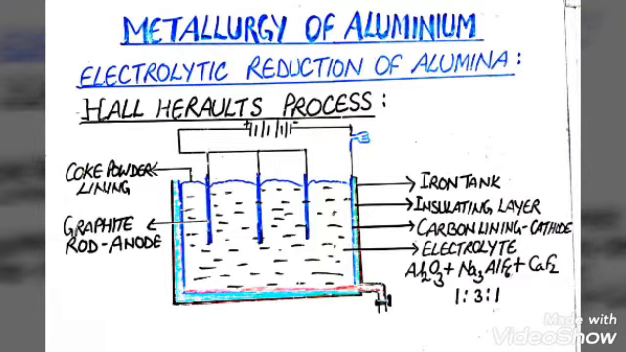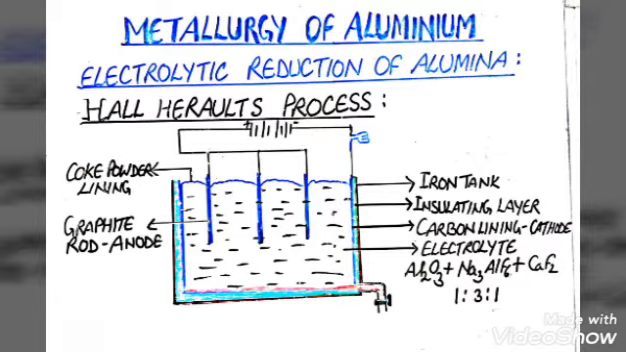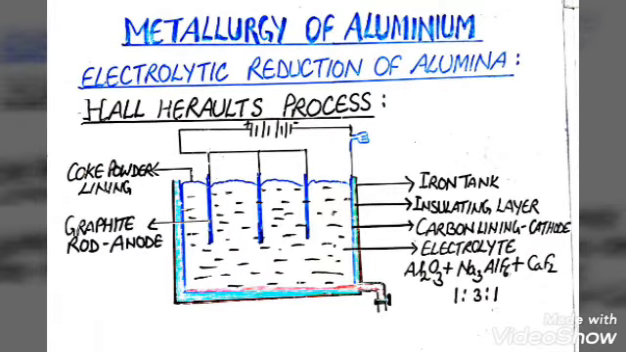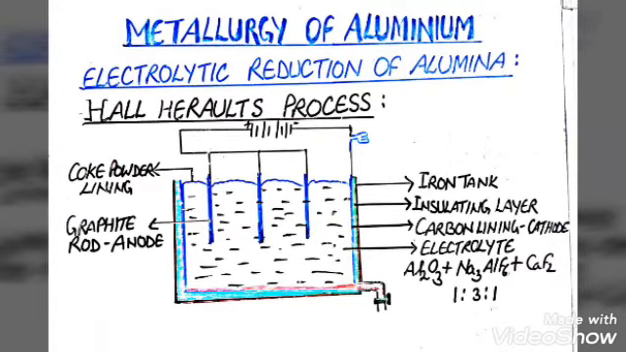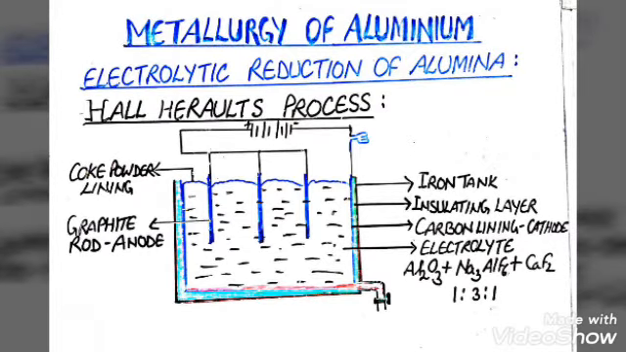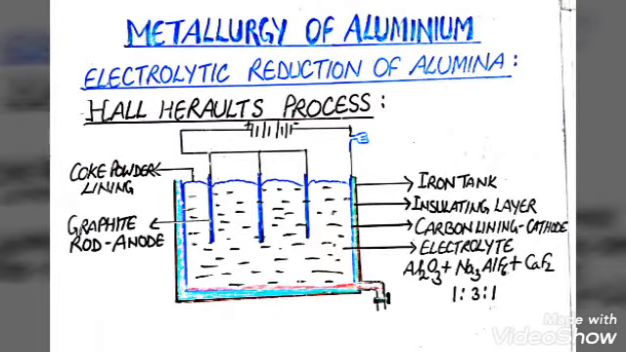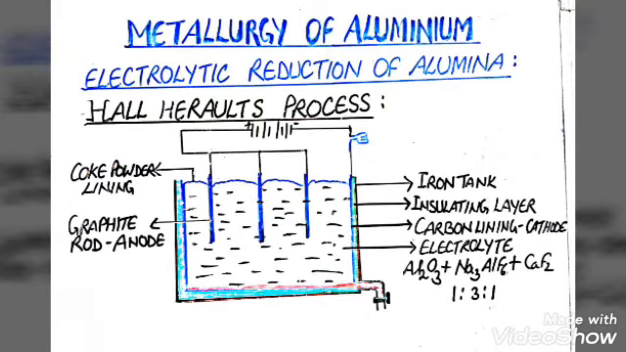The apparatus used for this process is: there is an iron tank which is lined with an insulating material, and this acts as the electrolytic tank or voltameter. On the inner wall of this electrolytic tank, a gas carbon lining is applied which acts as cathode. A number of graphite rods immersed in the electrolyte act as anode. Electrolyte is a mixture of alumina, cryolite, and fluorspar in a ratio of 1:3:1.